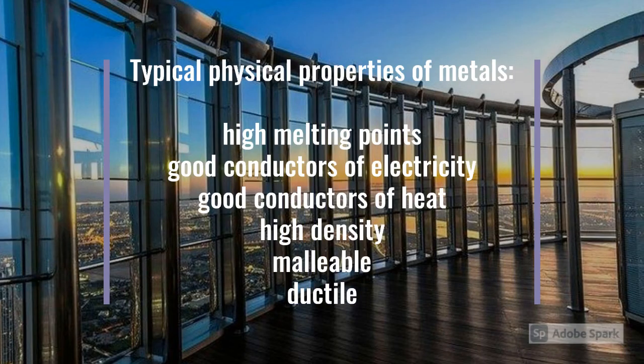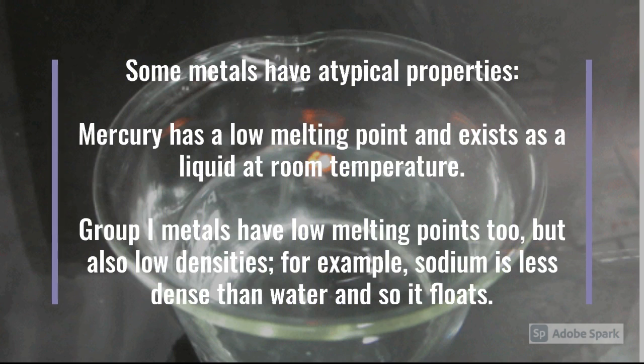Some typical physical properties of metals include high melting points, which makes them great for electric fires, good conductors of electricity, which makes them great for electric wiring, and good conductors of heat, which makes them suitable for use in cookware. They are high density, so they're quite heavy. Metals are malleable, so we can turn them into ornaments, and they are also ductile, so we can stretch them into wires. Some metals, however, have atypical properties that we don't really expect them to have.